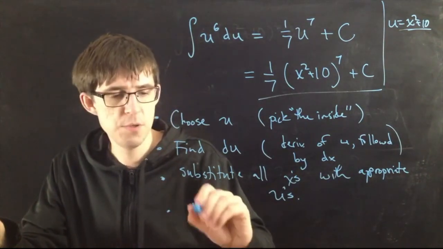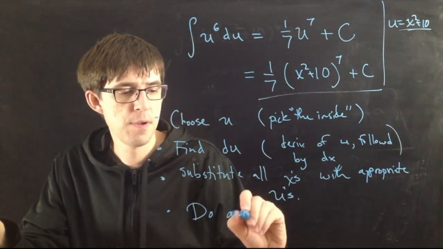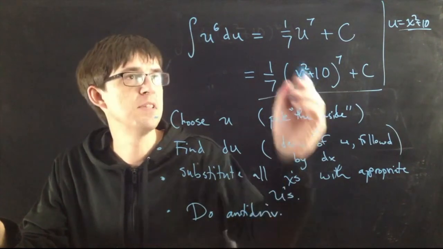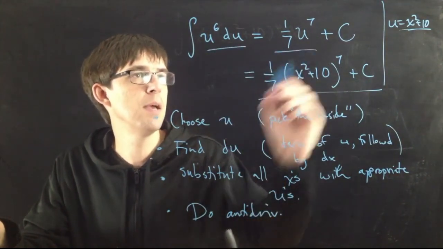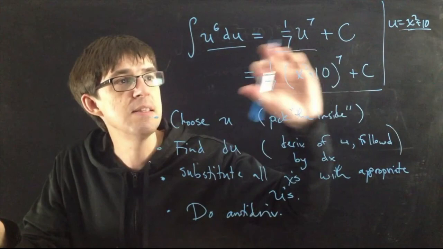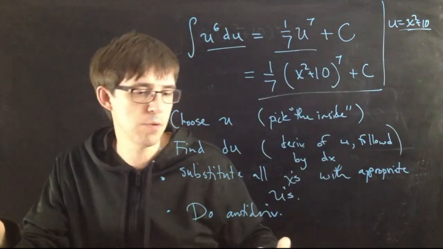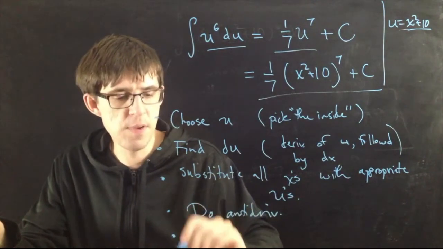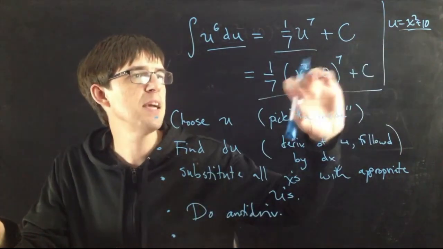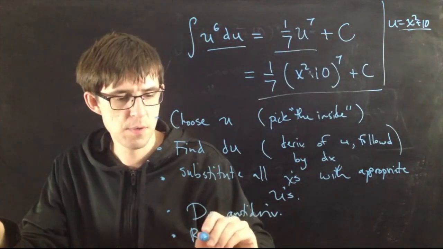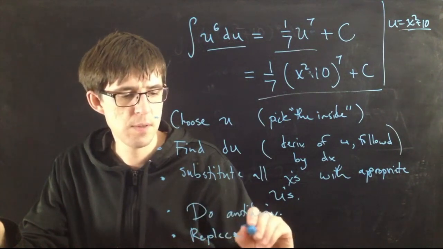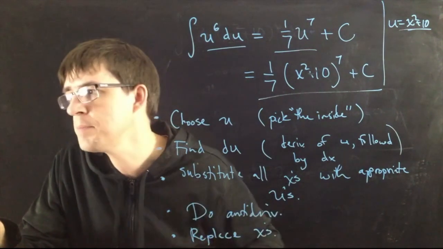And then finally, do the antiderivative. That was this step here. u to the 6 became 1/7 u to the 7. It is in this step in which I stopped writing the integral sign and the du because I just did the integral in that step. And then the very last step, which is always easy, put the x's back in for u's. Replace the x's.